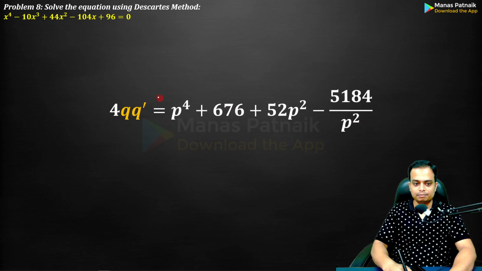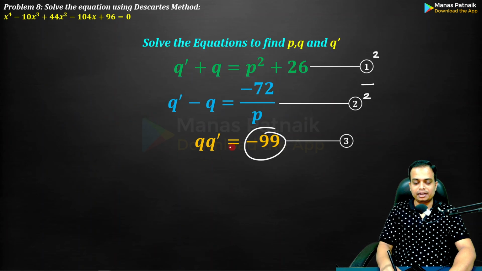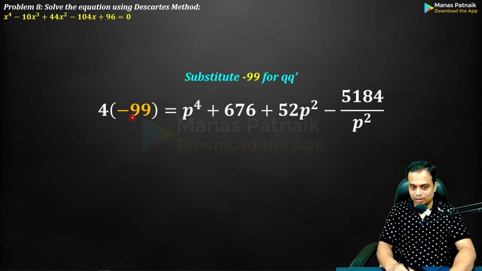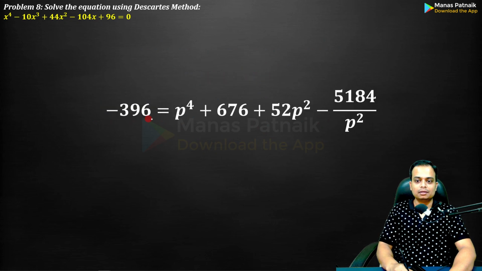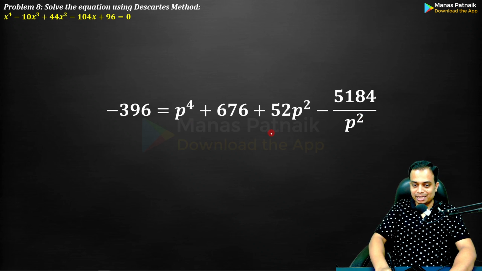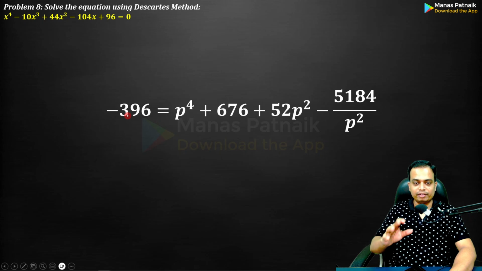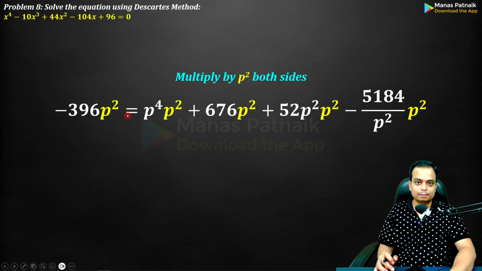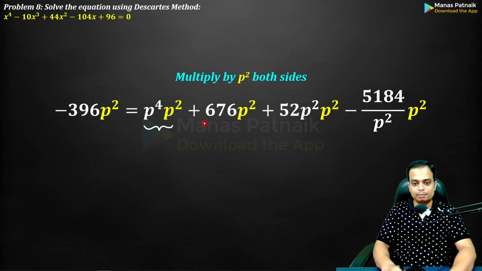Done. Very easy. Now, sir, we know the value of qq dash. How much is that value? Sir, it is minus 99. So you need to plug in minus 99 over here. Into 4 will give you the value as minus 396. Now, you can take the LCM, which will work out as p square, and you can take that denominator over to the LHS. That is one way. The other way is to multiply both the sides by p square. The moment you do that, this is going to be p power 6. This is going to be p power 4. Let me simplify this and let me write it down.